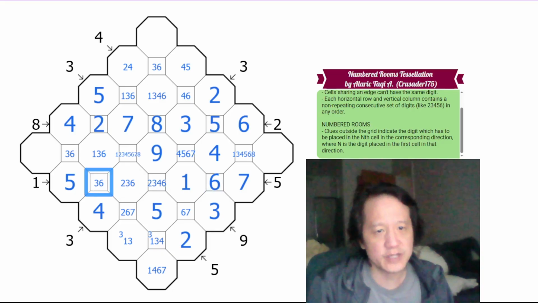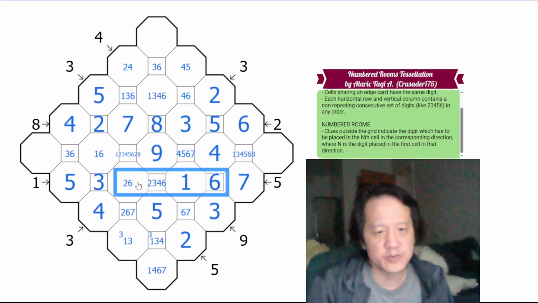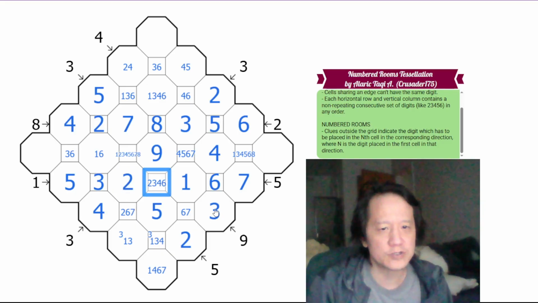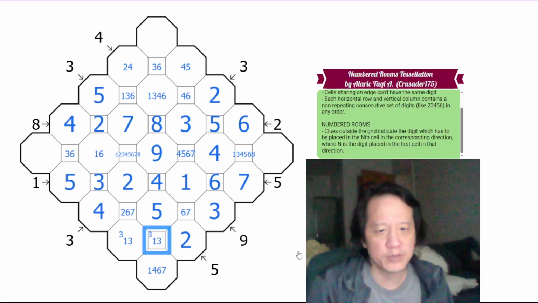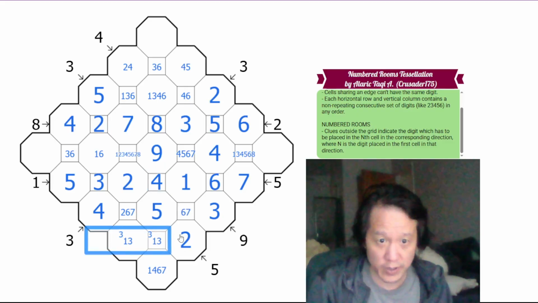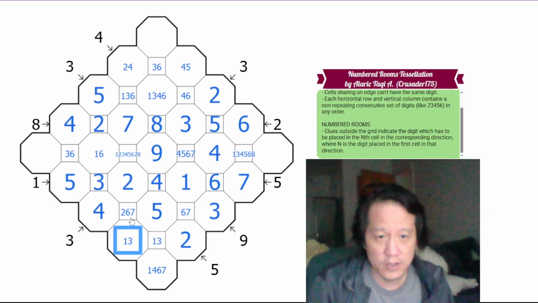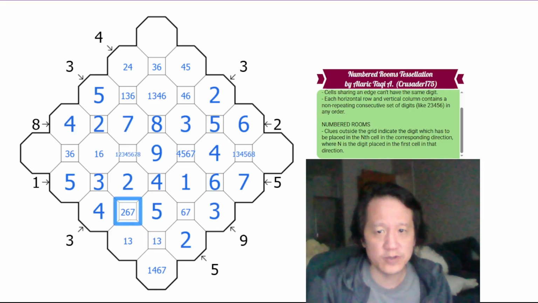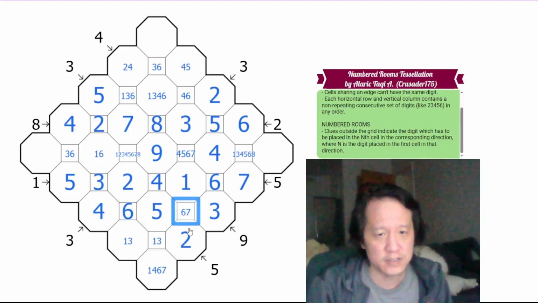This 6 eliminates 6 here, so this is 3. Neither of these can be 3 then. This can't be 6 because of 6 in the row, so that's 2. This can't be 2, 3, or 6, so that's 4, which eliminates 4 here. This becomes a 1, 3 pair here. This 2 and 7 eliminate 2 and 7 here, so it's 6, which makes this not 6, that's 7.